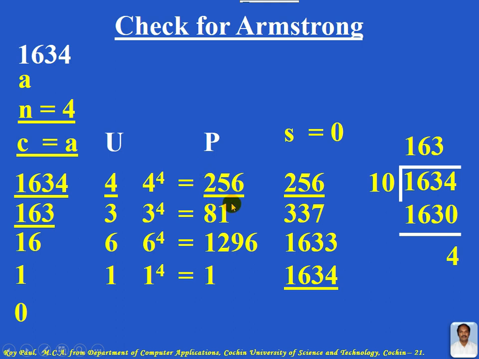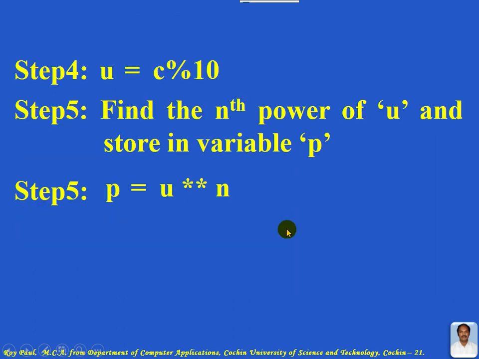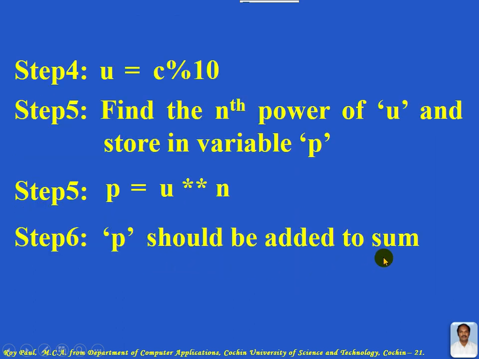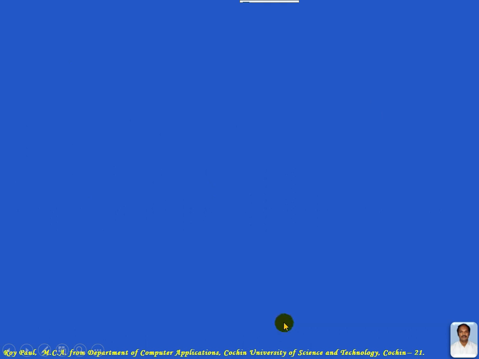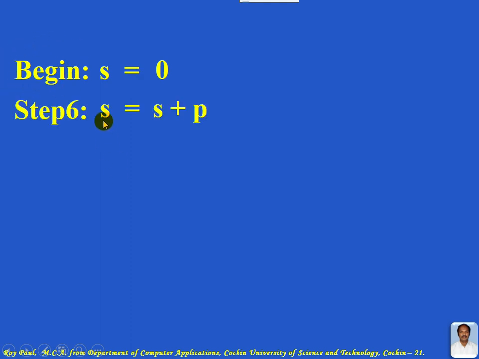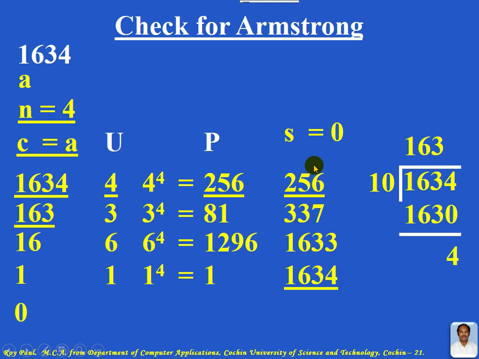Again, p should be added to some variable s, and for that initially some variable should be given the value 0, and after that s is equal to s plus p. So p should be added to sum, and for that the sum variable should be given the initial value 0. So you can write s is equal to 0 at the beginning, and you can write s is equal to s plus p.